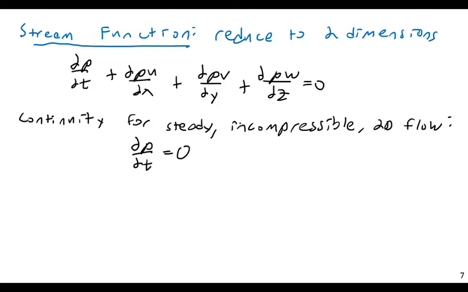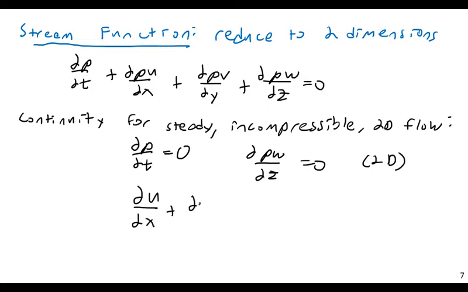And also, if we are interested only in a 2D flow, we can say the partial of rho w with respect to z is also equal to 0, because this is the 2D system. So we're looking at only the x and y. Then the continuity equation would collapse to the partial of u with respect to x plus the partial of v with respect to y is equal to 0. So this is the continuity equation in 2D.